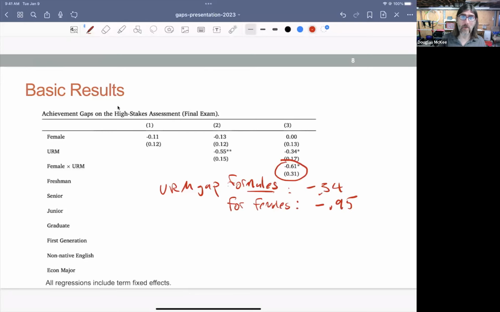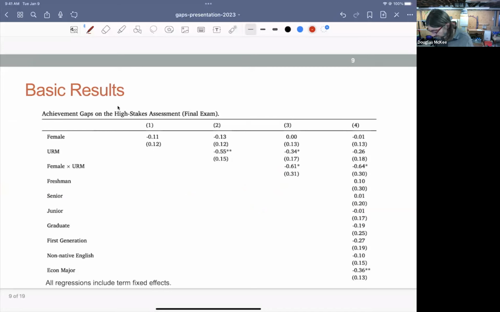Now, Amira, I'm sure you're wondering, well, how many female URM students do you have in your sample? And the answer is 22. It's not very many at all. But those 22 students, it's not none, and we're seeing quite significant differences between those students and the other students. Okay. All right. So the next question is why? Why are we seeing these URM gaps, and why are these gaps different for male and female students? Okay.